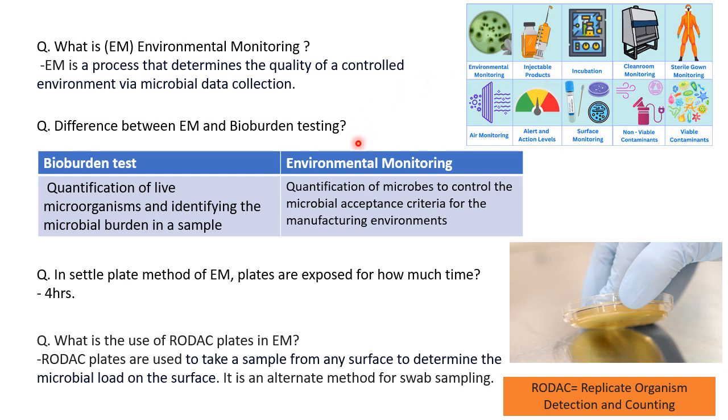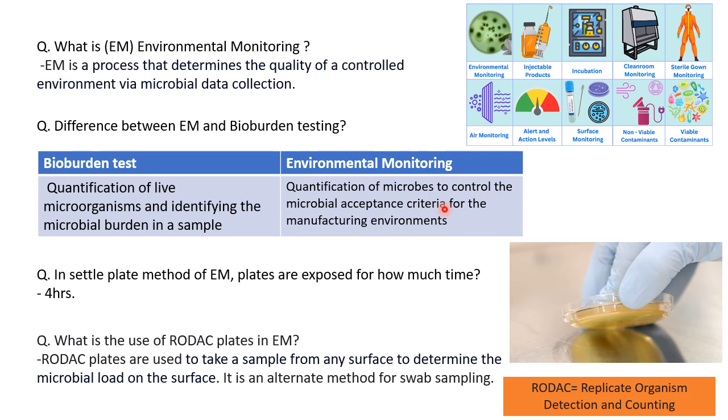Now, what is the difference between EM and bioburden testing? Bioburden testing, as I said, is actually a part of environmental monitoring, but it is the quantification of live microorganisms and identifying the microbial burden in the sample. Environmental monitoring is quantification of microbes to control the microbial acceptance criteria for the manufacturing environment. In environmental monitoring, we are just testing the controlled environments, looking at the microbial load and its acceptable criteria. In case of bioburden, we are testing samples. That's the difference here.